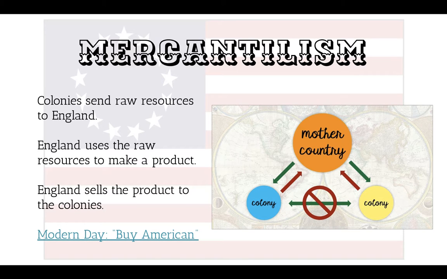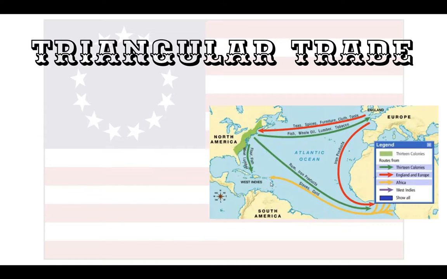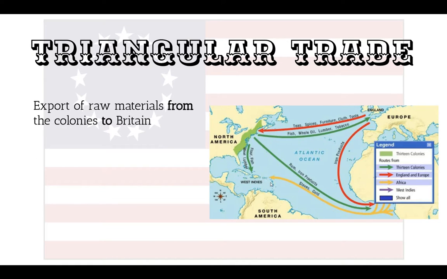And this is something that is still carried out today in its own way. So the idea of buying American means that you keep all of the money within your country and you discourage them from spending their money other places, right? So it's the same kind of idea. So a lot of this was based on the idea of triangular trade, where raw materials went from the colony to Britain. So that log of wood went from a colony to Britain.